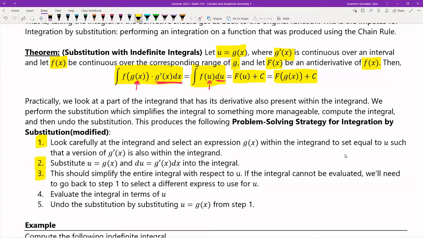what happens at this point, once you do the u substitution, and then you do the du substitution, right? What should happen is that your integral must become much, much simpler, okay? If it doesn't get much simpler, then you got to go back to step one, choose a different u, okay? Then you evaluate the integral in terms of u, so you perform the integration, right? You find the antiderivative in terms of u, right? And then step five is you undo the substitution, okay?